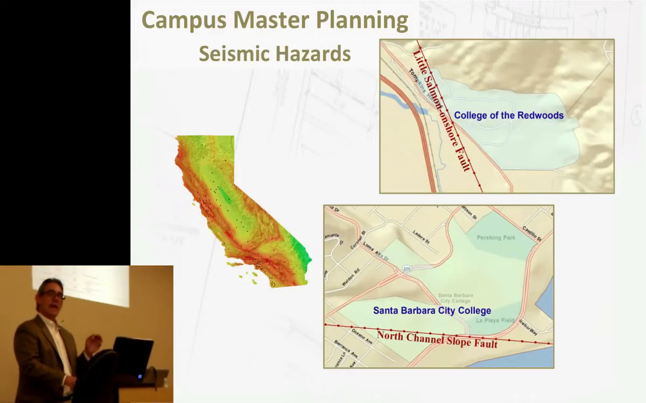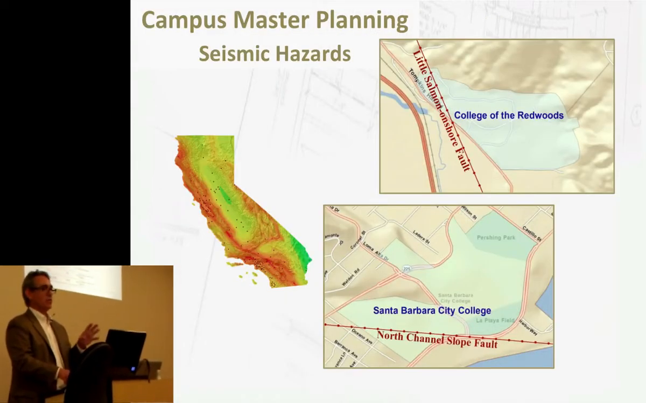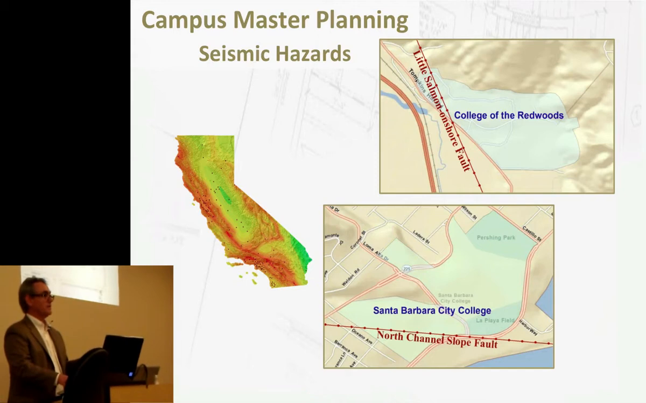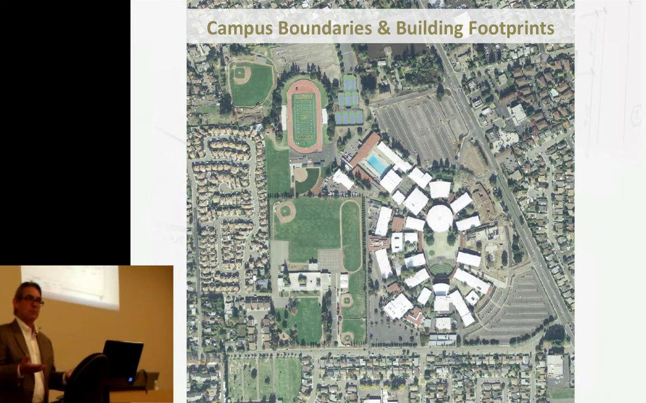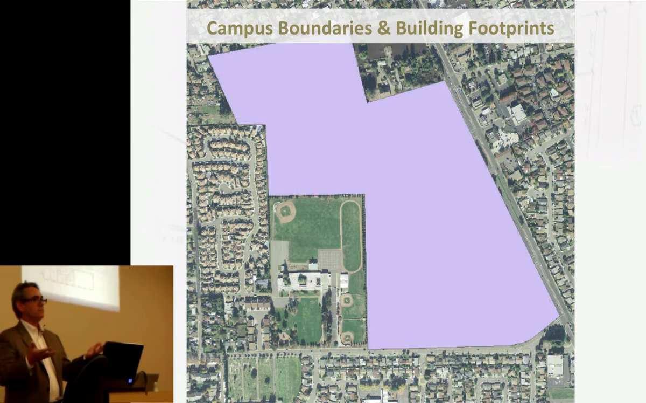As we get closer to the campus itself, we can look at local, regional, local area activities, such as seismic hazards, flood hazards, fire hazards, things that are more directly tied to the master planning elements. And on the campus itself, we have campus boundaries, and we have building footprints. All of this creates this geospatial scaffolding to which we can attach the Fusion data.